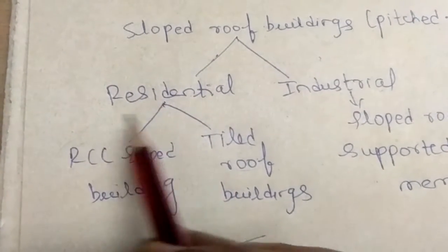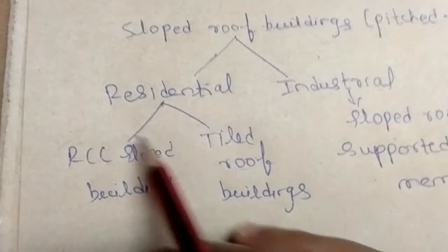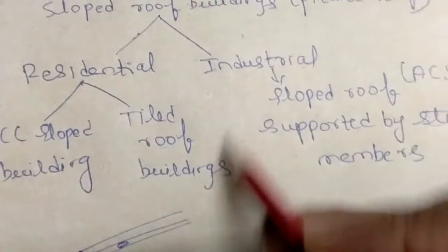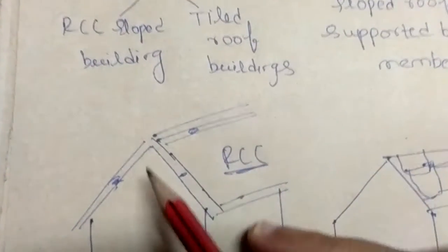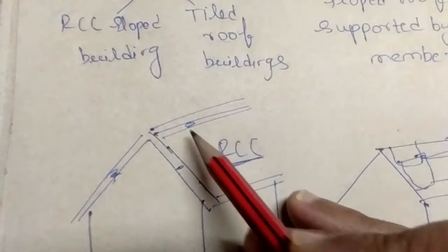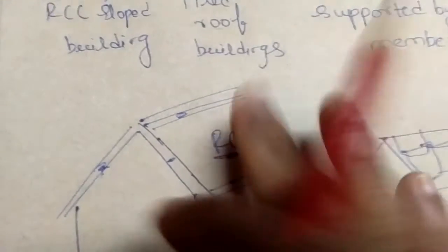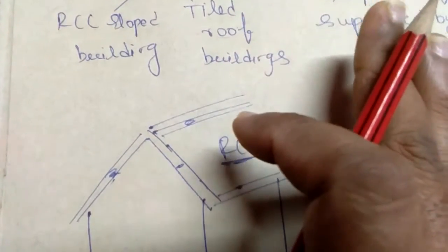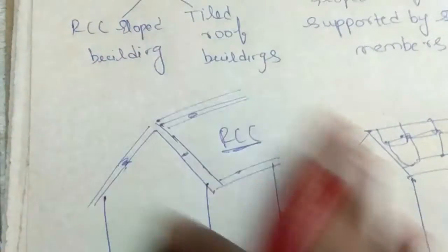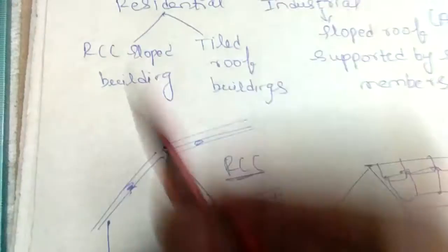Please Google the images of the RCC sloped building and the tiled roof building. Here I have shown a slight picture like this. See here, this is the RCC slab, the sloped one. As usual, the slab reinforcement is given, but it is given in the sloped direction. That is the RCC sloped building.